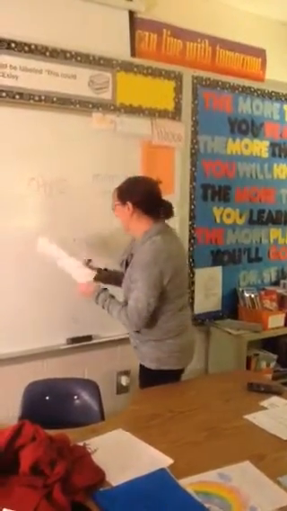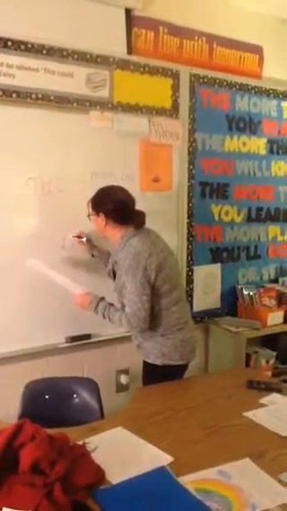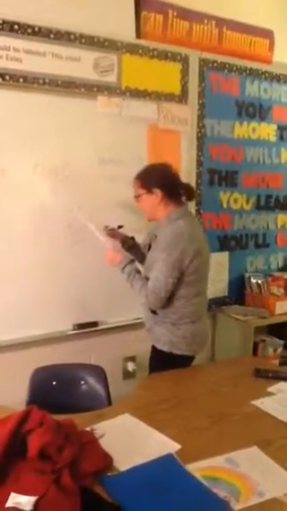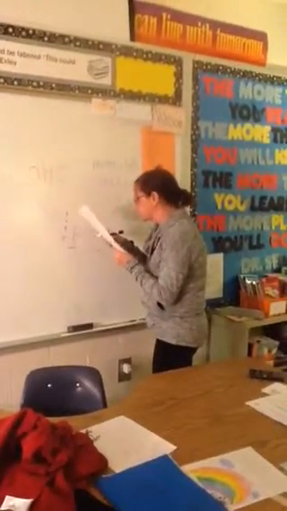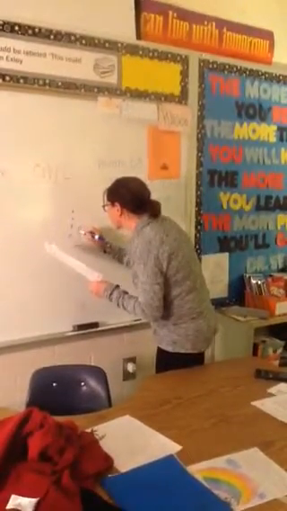We are starting at 57, and I've got 1, 2, 3 dots there. And then I'm going to go to 62. It's going to be right here.